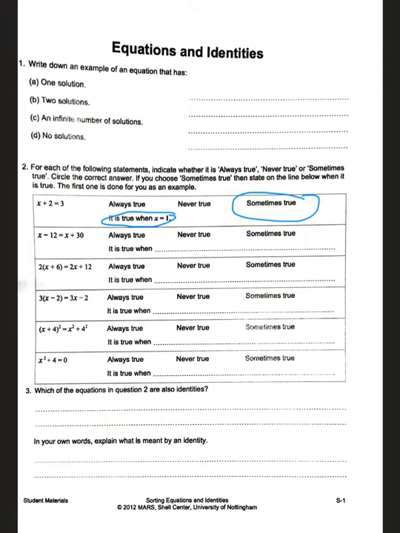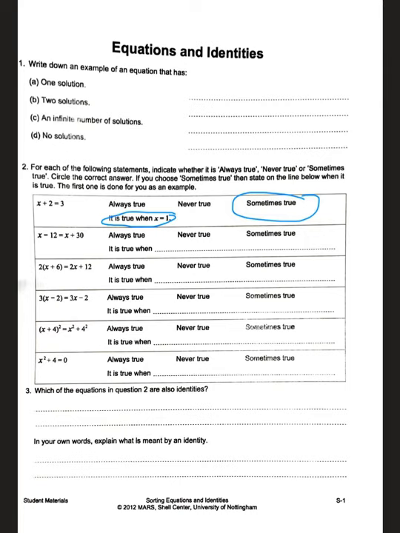Okay, so the directions say for each of the following statements indicate whether it is always true, never true, or sometimes true. Circle the correct answer. If you choose sometimes true, then state on the line below when it is true. The first one is done for you. Okay, x plus 2 equals 3. Well, that can be true sometimes if and when x is equal to 1, because 1 plus 2 is 3. Okay, easy enough.